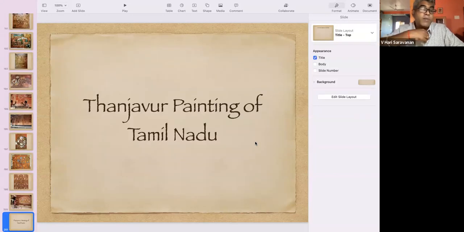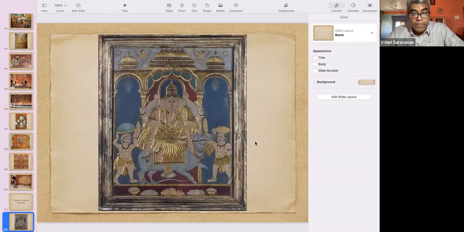So finally, ladies and gentlemen, coming back to my home state, that is the Tanjore painting of Tamil Nadu. Tanjore paintings are pretty famous nowadays across India. But here I would like to show you some of the old paintings. In Tamil, we call it a Palagai Padam. Palagai means wooden plank and Padam means picture.